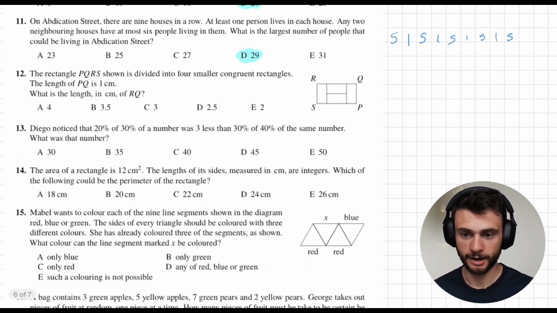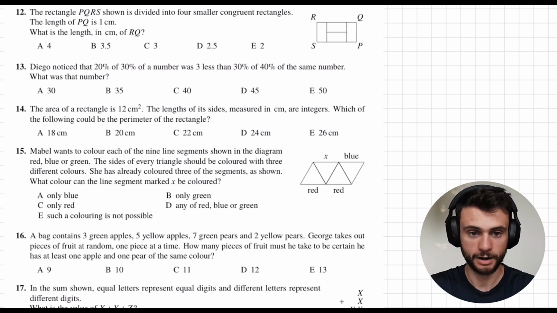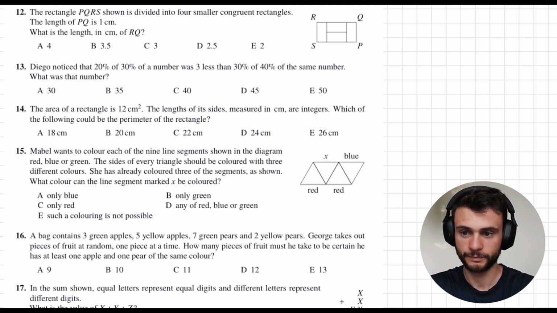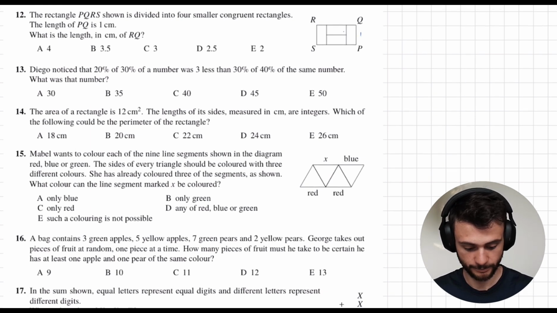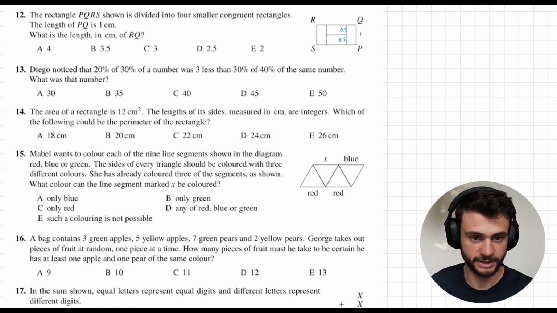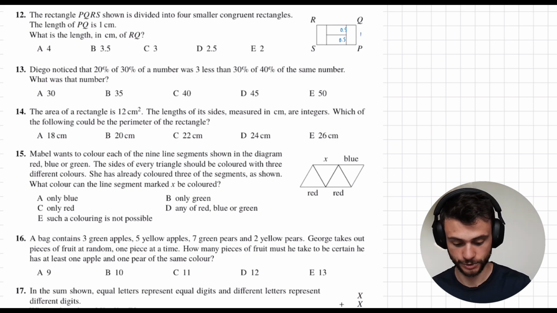The rectangle PQRS is divided into 4 smaller congruent rectangles. The length of PQ is 1 centimeter. What is the length in centimeters of RQ? So given that PQ is 1 centimeter, that means because these rectangles are all congruent, the base of them is each going to be a half. And we can see RQ is just 2 bases plus one of the sides of the rectangle. So it's going to be 1 plus a half, which is of course 1 and a half.